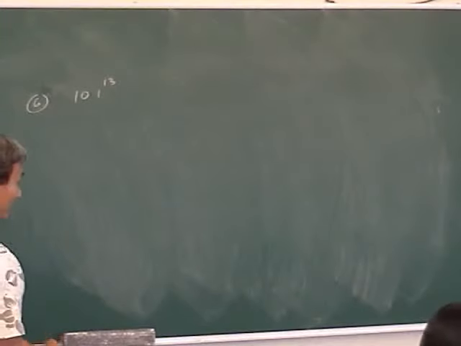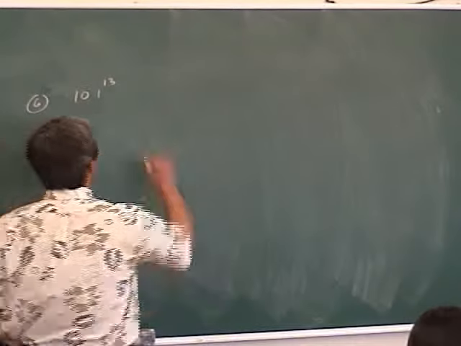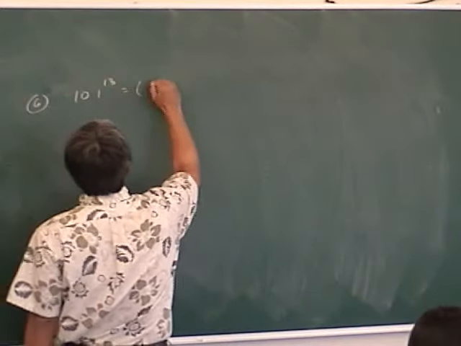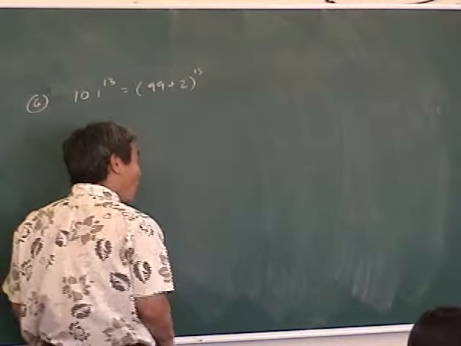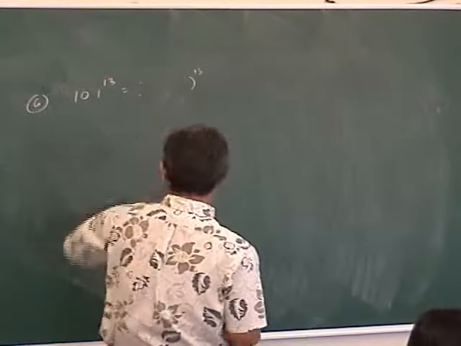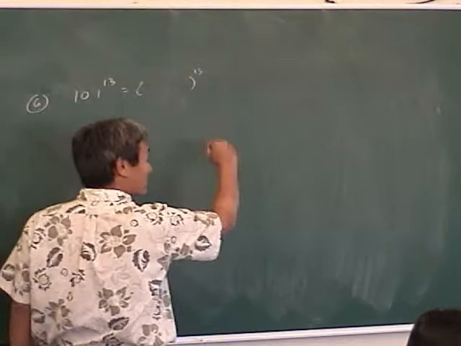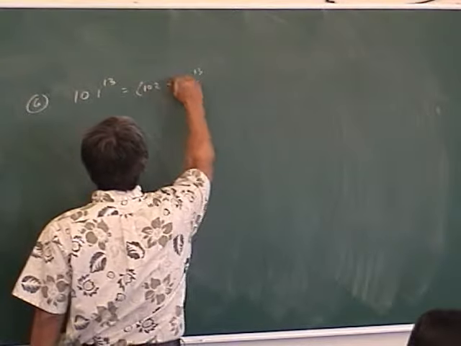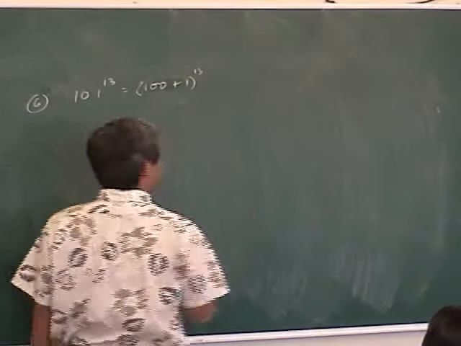101 to the, okay, now there's no hint. I'm not going to give you a hint. What do you think we're going to do? What we saw happen in the last problem. Change it to what? 99 plus 2 to the 13. No, that's dumb. What is it? 102 minus 1. Because the other problem was minus 1. No. You may change it to 100 plus 1.